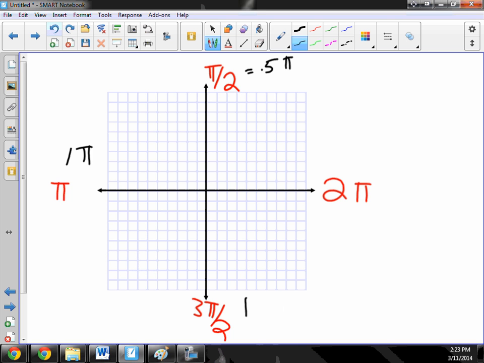Okay, what if I had 18 pi over 11? So type it in, 18 divide 11, and you get 1.6. Yes. We'll talk about it tomorrow.